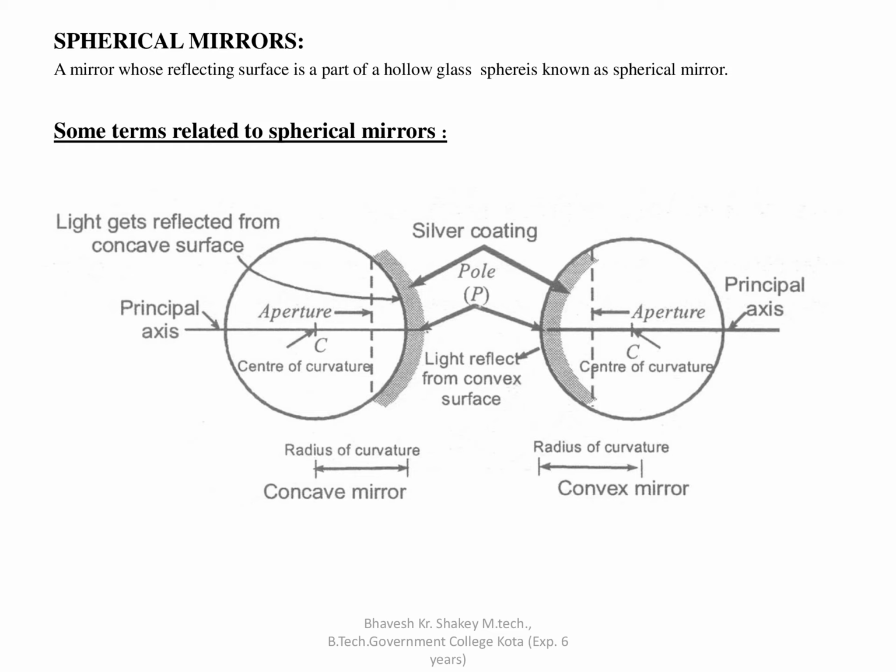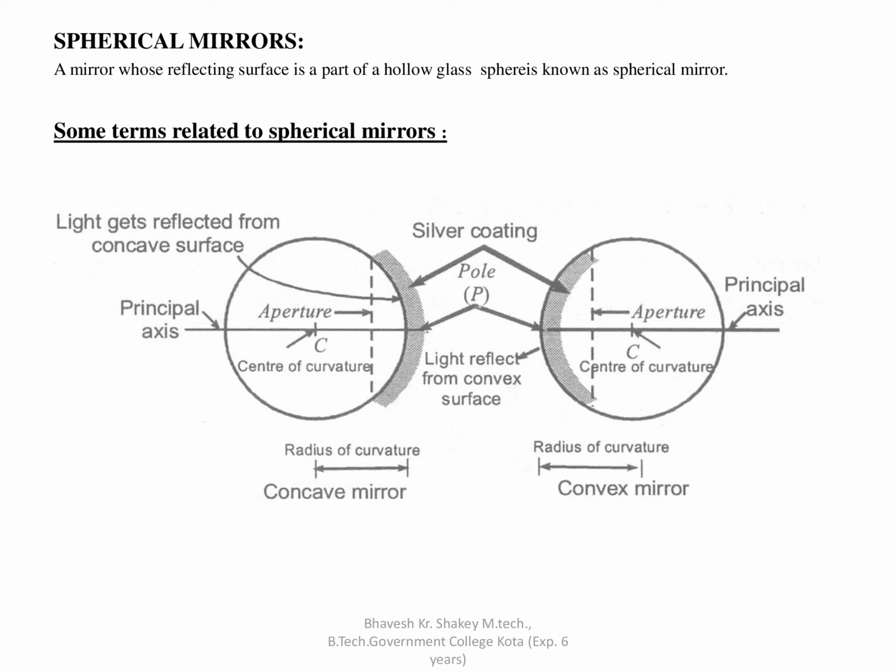Now next, move to the radius of curvature. We denote the radius of curvature by a capital R, and the radius of curvature is defined as the radius of the hollow glass sphere from which a mirror is formed. The radius of the hollow glass sphere from which we are making the mirror is called the radius of curvature of the mirror.